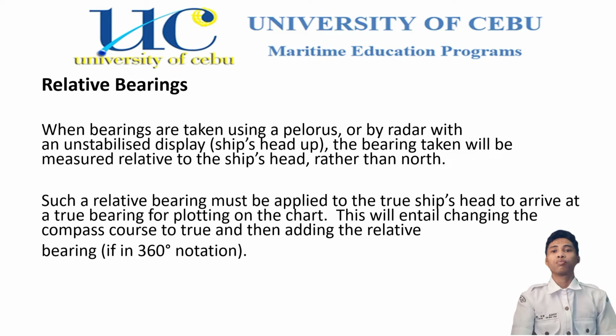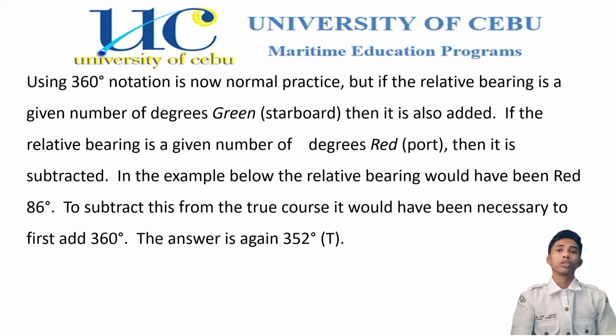Such a relative bearing must be applied to the true ship's head to arrive at a true bearing for plotting on the chart. This will entail changing the compass course to true and then adding the relative bearing if in 360 degrees notation. Using 360 degrees notation is now normal practice. But if the relative bearing is a given number of degrees green or starboard, then it is also added. If the relative bearing is a given number of degrees red or port, then it is subtracted.